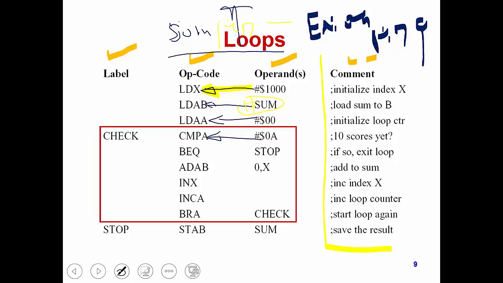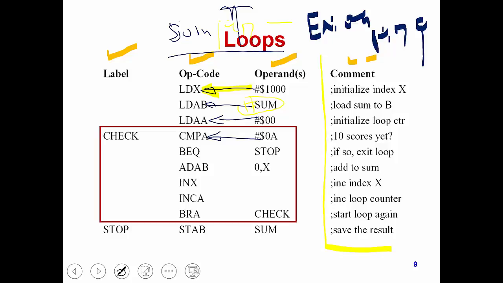So we load the value 0A, which corresponds to 10, into A. We use this 10 to compare with the value in A, because A represents the loop counter. So we compare the value inside A, CMPA, with 0A. 0A specifies the limit. So we increment the value of A, and we compare. We increment as a part of the job inside the loop.